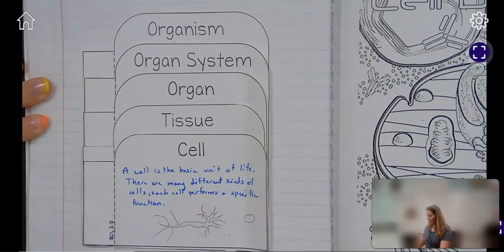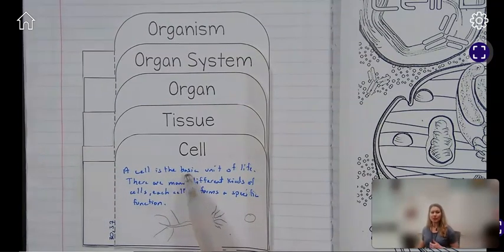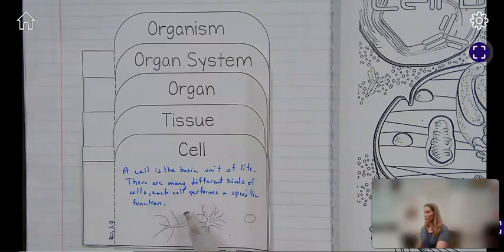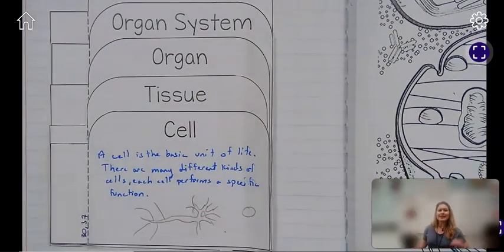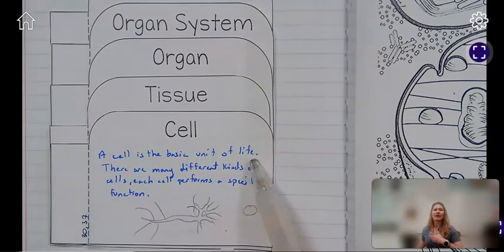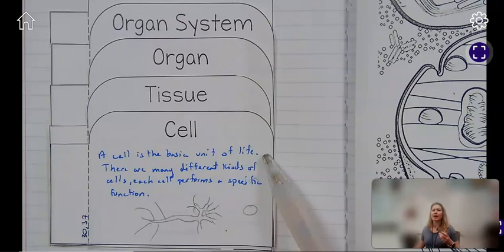So we're going to start right with our smallest level of organization, which is the cell. So let's zoom in just a smidgen for you now. So a cell is the basic unit of life, okay? There are a lot of different kinds of cells, a lot of different types of cells, and every cell performs its own specific function or has its own job.